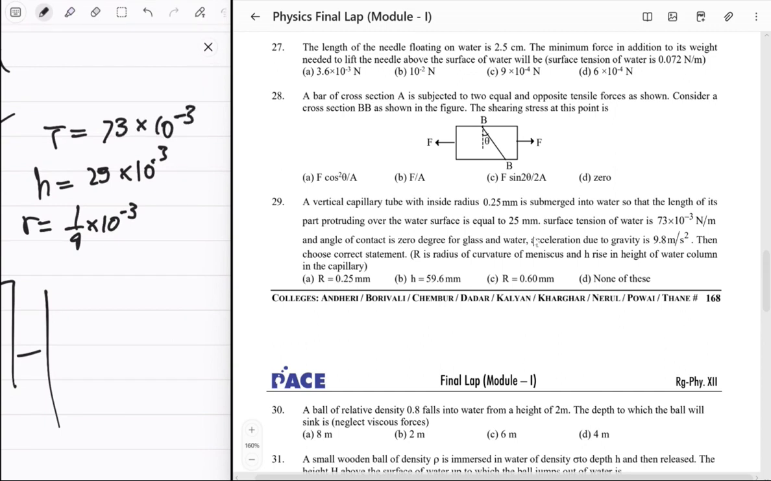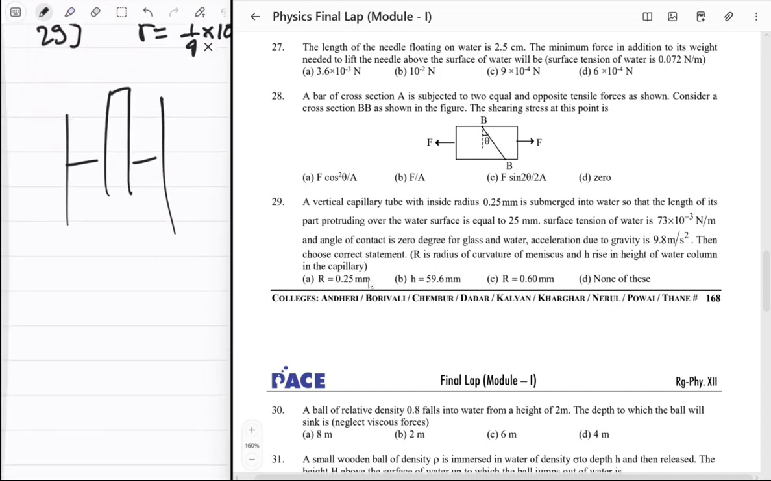और क्या है? And the angle of contact is 0 for glass and water. Acceleration due to gravity is this thing. Then choose the correct statement. R is the radius of the curvature. तो अपने को R कितना है वो देखना है, right? Okay. And h is the height, the rise in height of water column in the capillary.